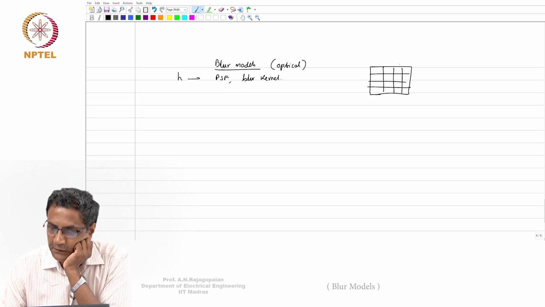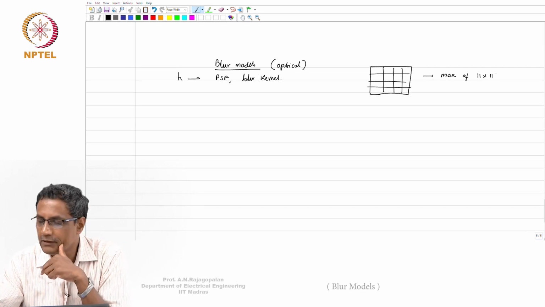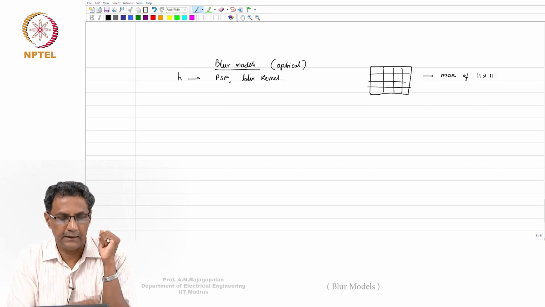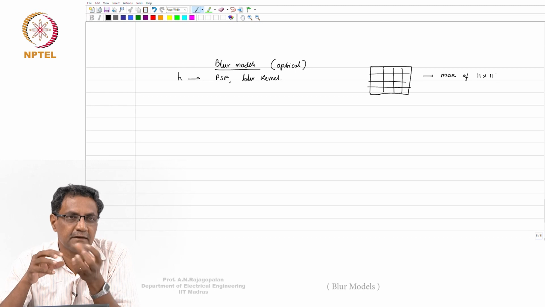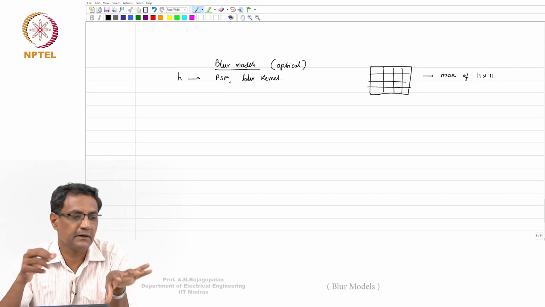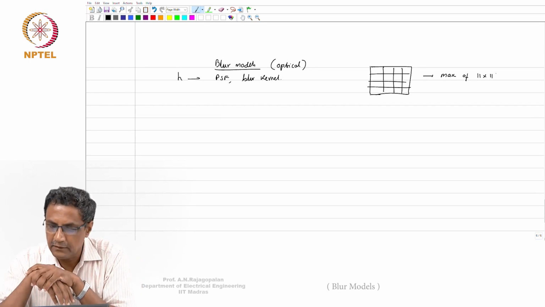Now this size is typically a max of, you won't see more than 11 cross 11, very rarely. Not that it can't happen, but typically we don't go that far. The idea is that we don't go around blurring images. It is simply to understand what happens inside the lens. It's not like we are interested in taking a good image and spoiling it. That's not what I mean.